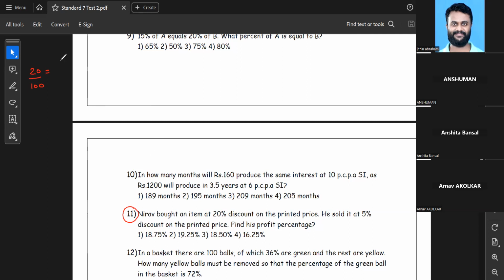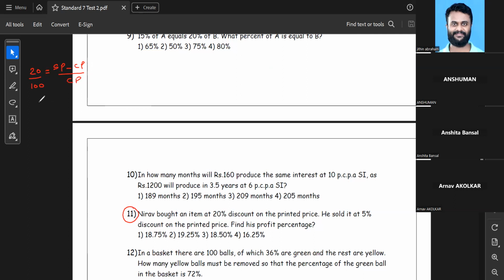Profit percentage is selling price minus cost price upon cost price. So the cost price is going to remain same. His cost price is the price he purchased, and the selling price will be the original selling price. Okay, this is the initial ratio.